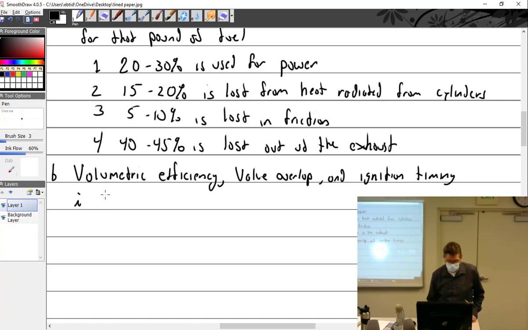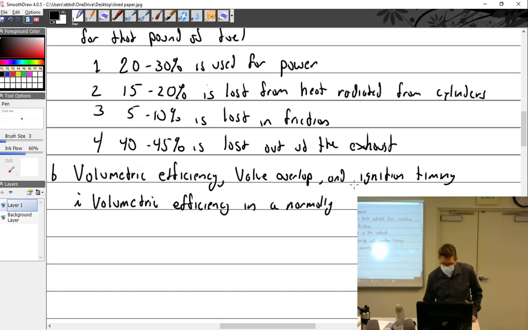So now you know what volumetric efficiency is, so I can say volumetric efficiency in a normally aspirated.